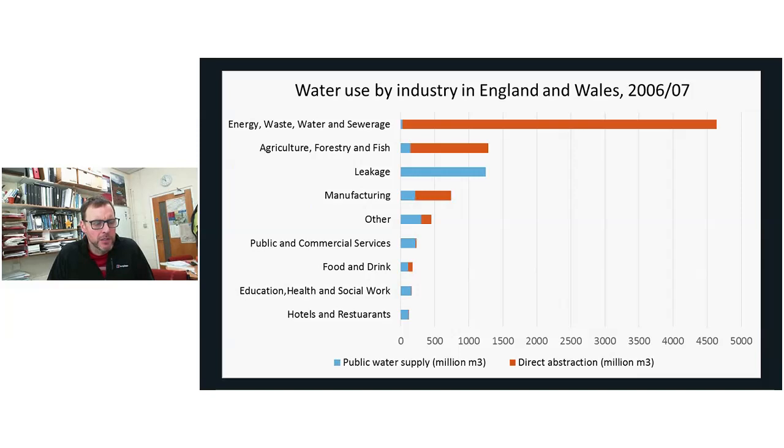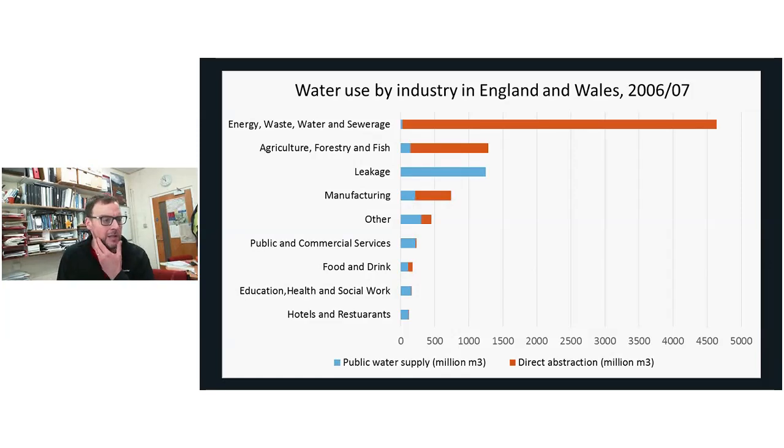Now, this data is from 2006-07, so a little bit dated, but it's still quite interesting, and it shows for different sectors of the economy what the water usage levels are. So the orange colour, that's water which is abstracted from the environment by these commercial industrial users, and then either returned to the environment, cleaned up hopefully, or put into the sewerage system.